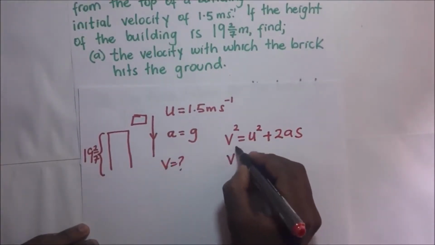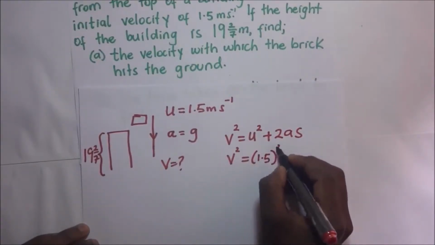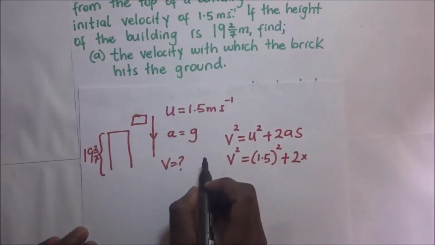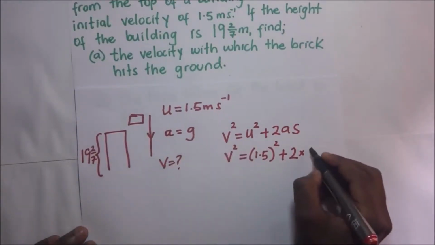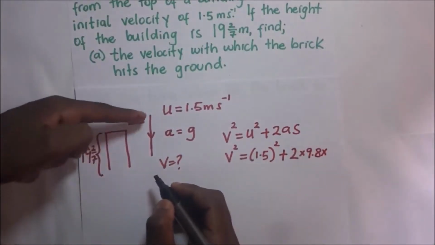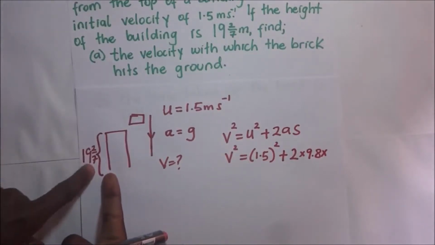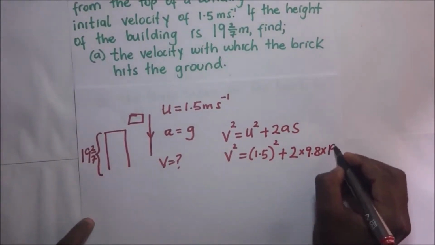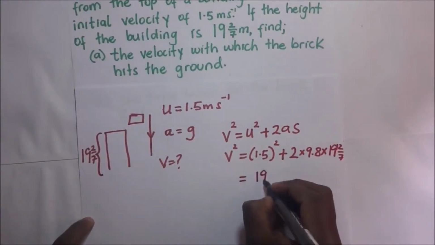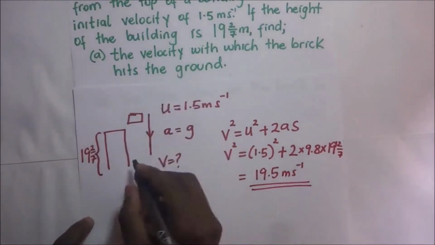We shall call that v squared, which is equal to u squared, which is 1.5 squared, plus 2 times acceleration. We said in this video acceleration due to gravity will be 9.8, so it's 9.8 times the displacement. As it's moving down from the top of the building, the displacement is the height of the building, 19.2 meters. So our answer will be 19.5 meters per second. That is the velocity with which it hits the ground.